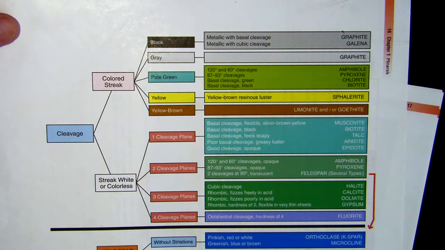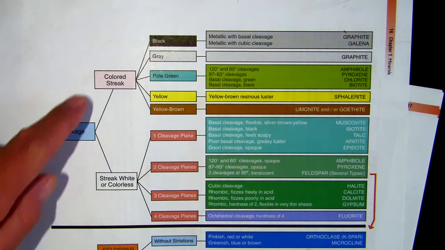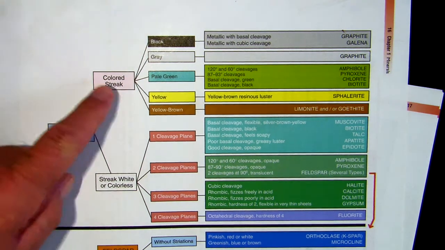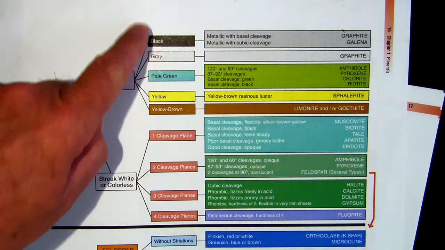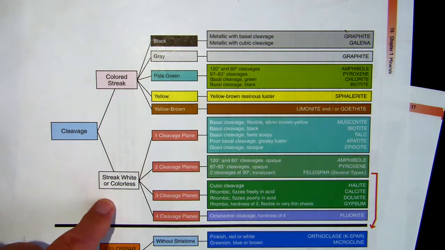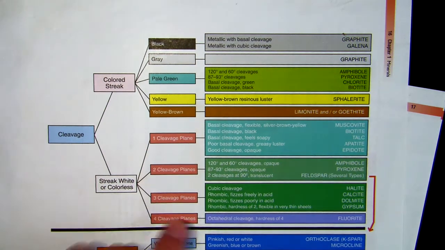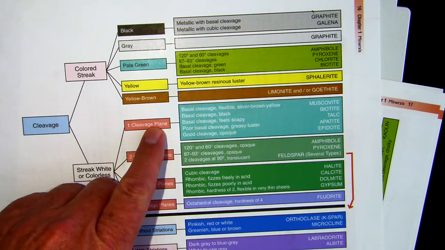First you decide, do you think that your specimen has cleavage or not? You say we think it does. Then we use the streak plates. If we get a colored streak, let's go up here. If we get a white to clear streak, we go down here. Then we get to worry about the cleavage planes.